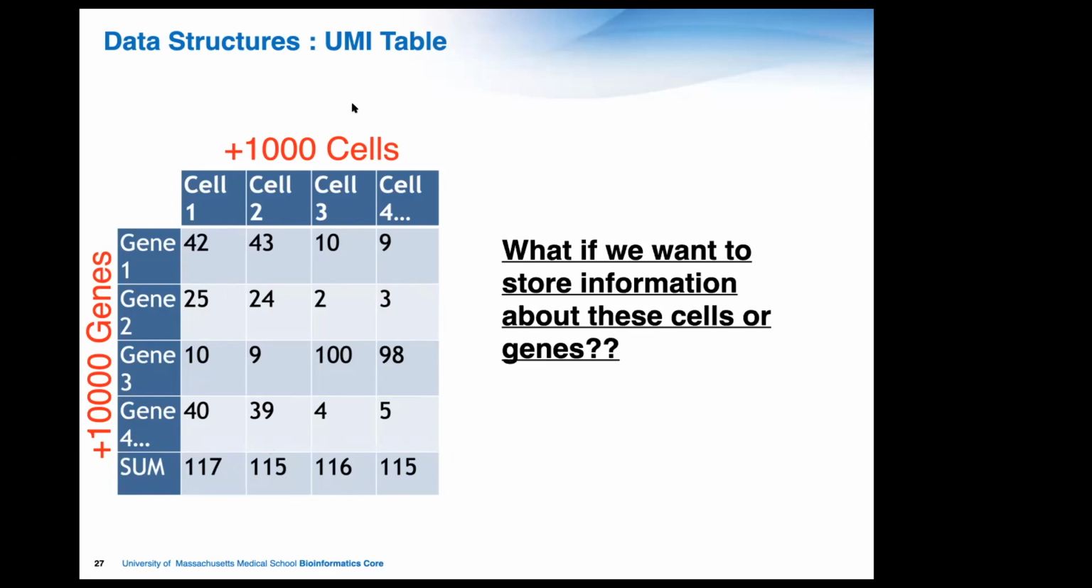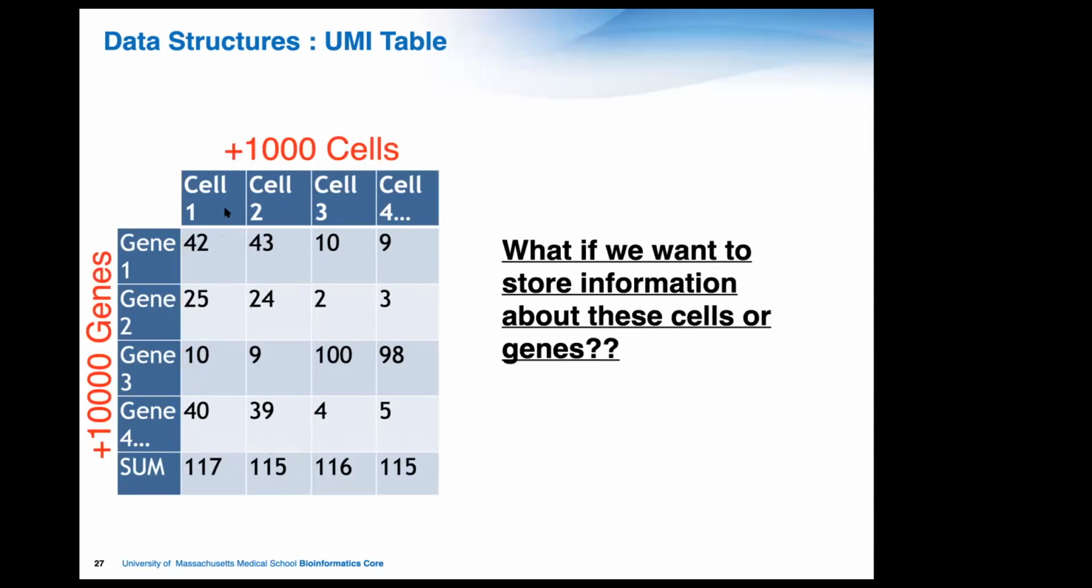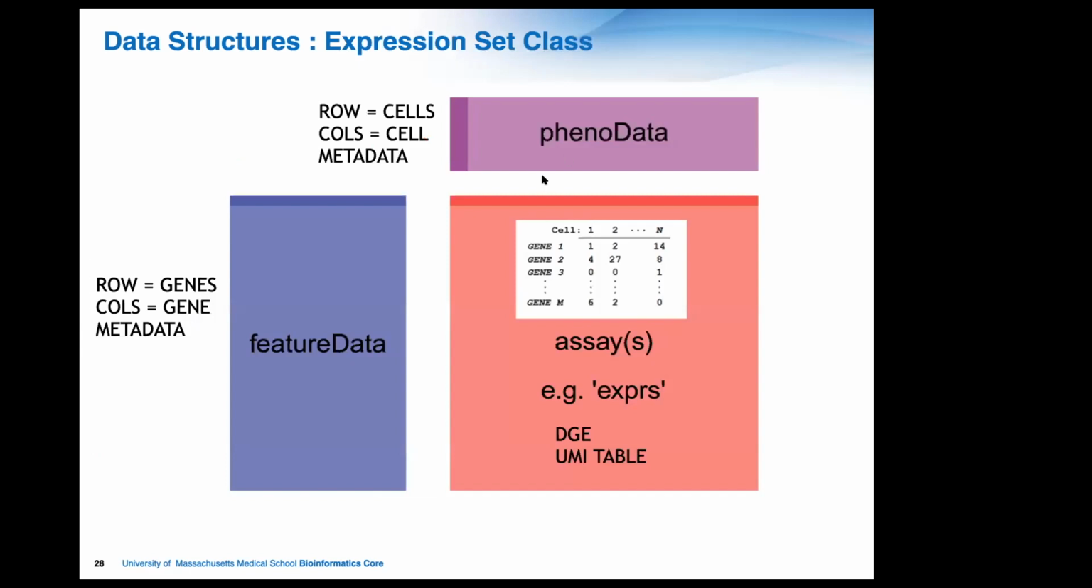And the other question that might arise is, now we've grouped ourselves, right? We had group A and group B for each cell type. We might want to store information about the cells in our UMI table or the genes on our UMI table. You might ask, how can we store that information in this UMI table? And the simple answer is that you can't, right? There's no way that we can say cell type 1 is a keratinocyte, because if you look at the gene rows, keratinocyte isn't a gene, right? So we need to get a slightly more complex data structure in order to work with single cell data.